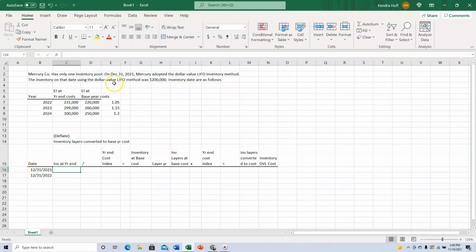So at 12/31/2021, that's when they actually adopted it. This one's really just going to copy straight across, but it's the 200,000 that they started the year off with. That was this one. And you're going to divide, I'll do space and then divide, by the base year, which is just 1.